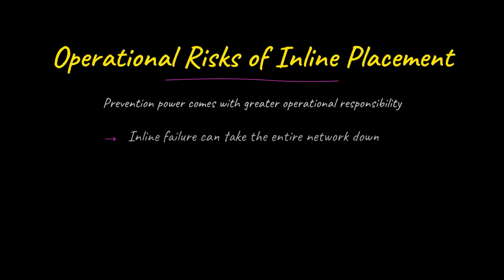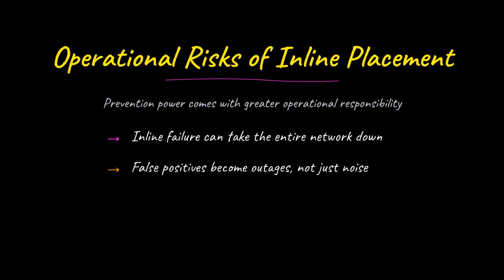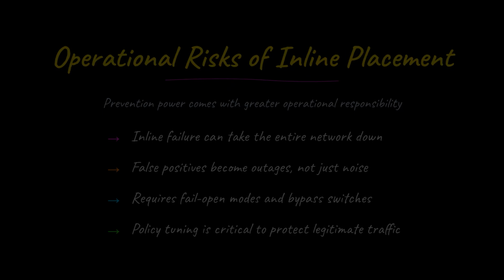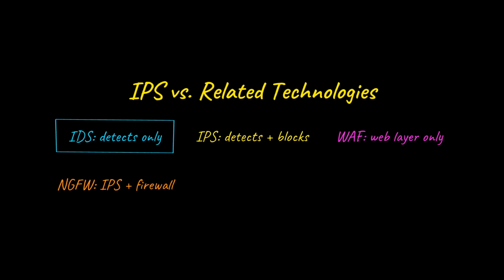Because the RPS sits directly in the traffic path, the operational stakes are higher than for detection alone. A failure or an aggressive false positive doesn't just generate an alert. It can drop legitimate traffic or take the network offline, which is why tuning, high availability design, and bypass switches are essential.